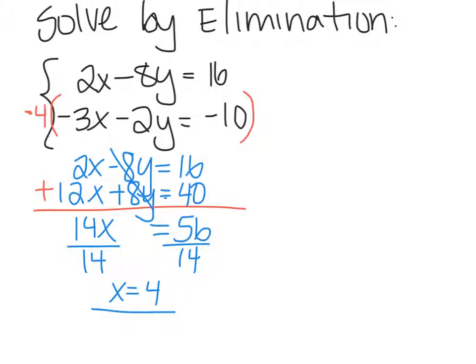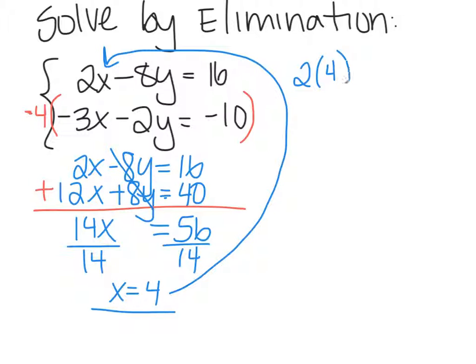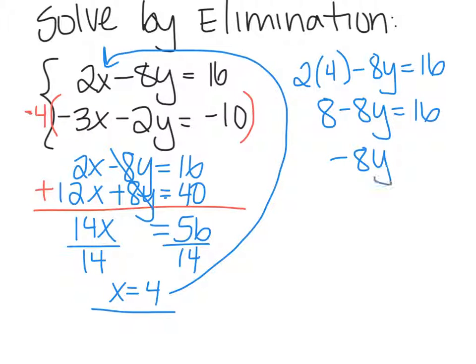So now that you have x, you're going to use substitution to figure out y. You can use whatever equation you want. I choose to use the top one, but you can use the bottom one. You'll still get the same answer. X equals 4. You're going to plug that in right here. So 2 times 4 minus 8y equals 16. So 8 minus 8y equals 16, negative 8y equals 8. So y equals negative 1.